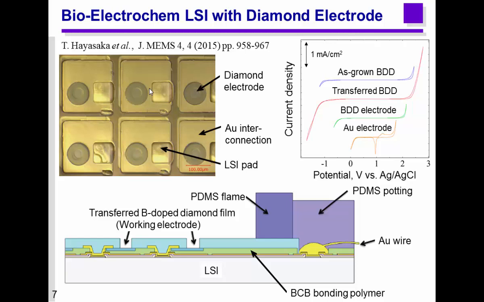This means the carbon electrode can detect many kinds of chemicals with different potentials. And also, you can see the intrinsic noise of the carbon material is lower than that of the gold electrode.